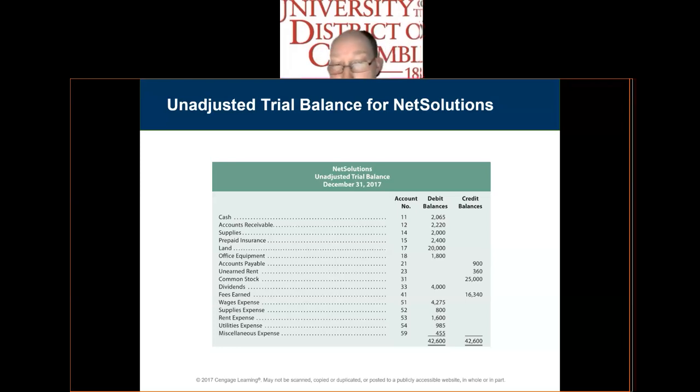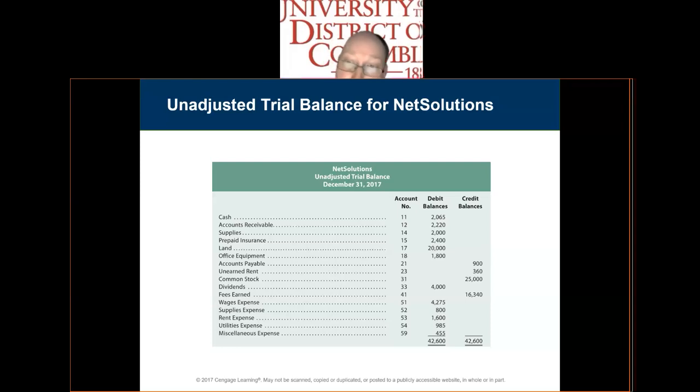The only thing that's a little bit different here are our equity accounts. Dividends normally hold a debit balance because dividends are typically positive. Fees earned, which is your revenue, normally carries a credit balance. Here's why. Because fees earned is a component of equity eventually. If you think about your income statement, you have your revenues minus your expenses equals your net income. Fees earned minus your expenses equals your net income. So that's why fees earned typically carries a credit balance.